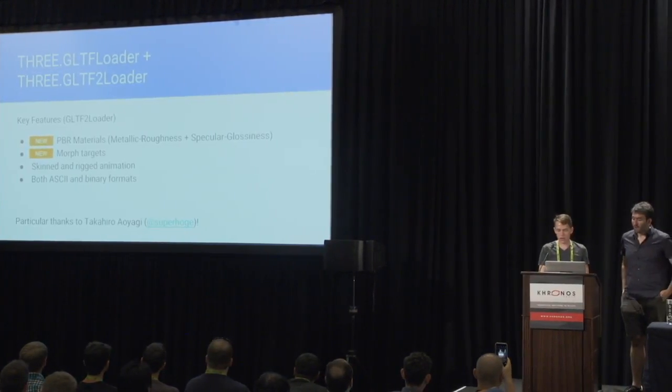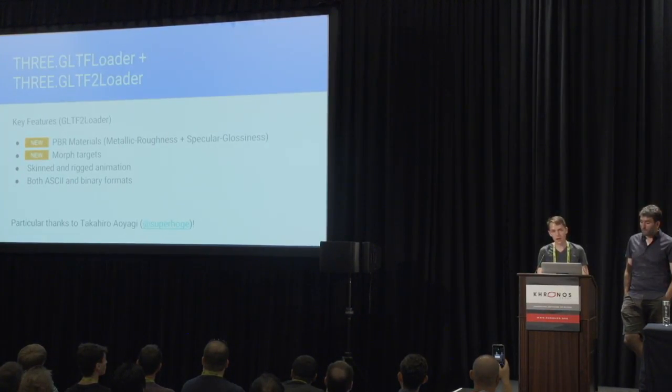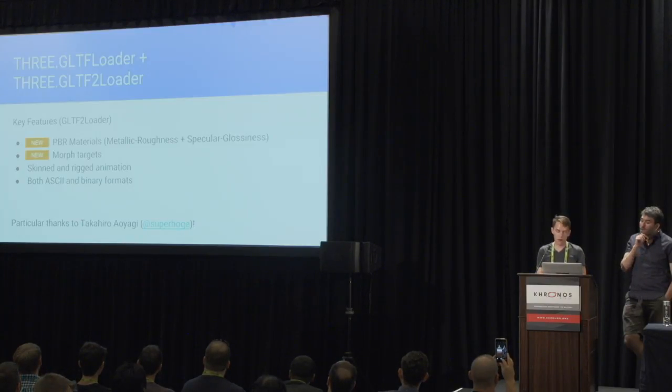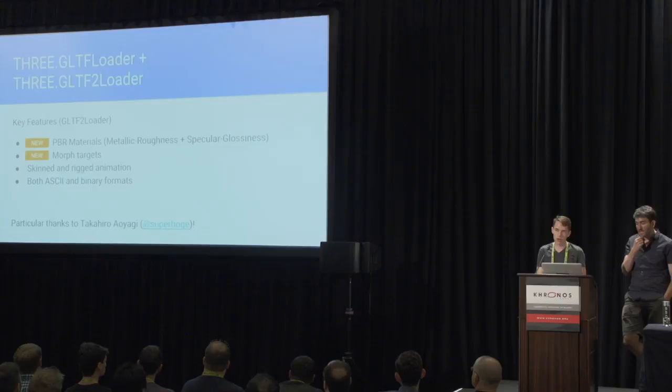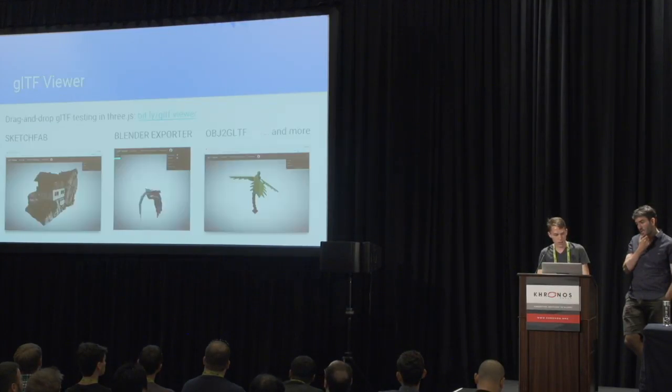Three.js already supports a glTF loader for glTF 1.0, and new in the last couple of versions of Three.js is a glTF 2 loader that gives you support for all of the glTF 2 core features, from PBR and the metallic roughness and the extensions for specular glossiness. You can bring in your animations from other tools, including morph targets, skinning and rigging, and Three.js supports both the ASCII and the binary formats as well. And I want to say a particular thank you to Takahiro, who worked on the PBR and a lot of the animation support for glTF in Three.js and did a really great job there.